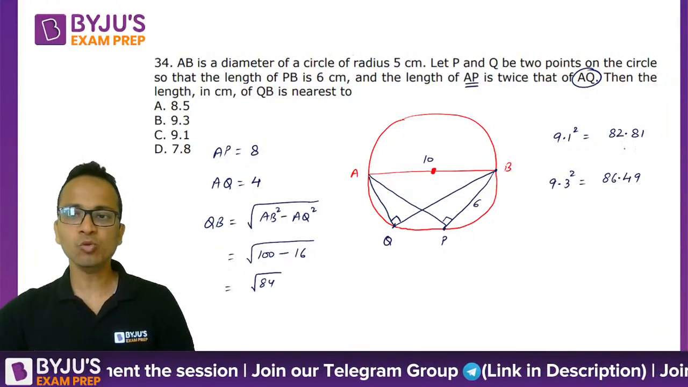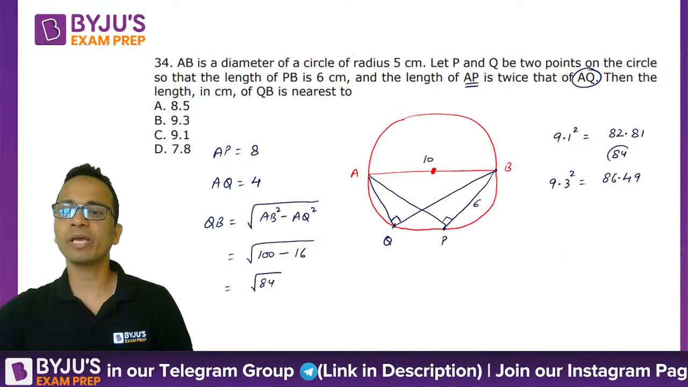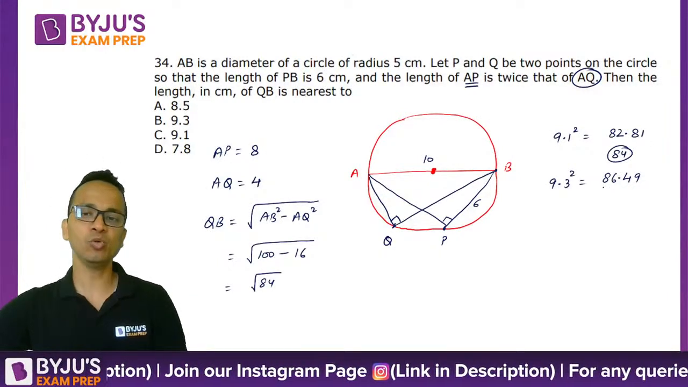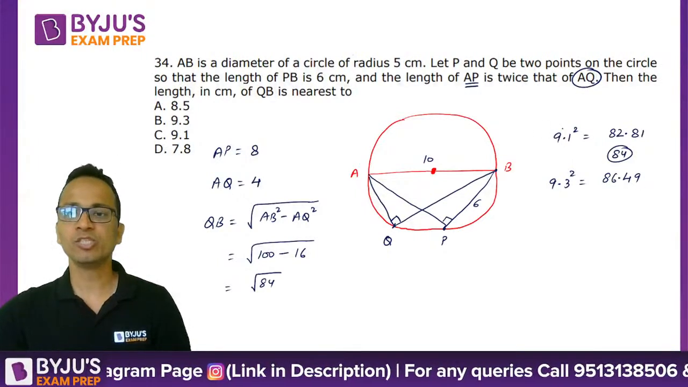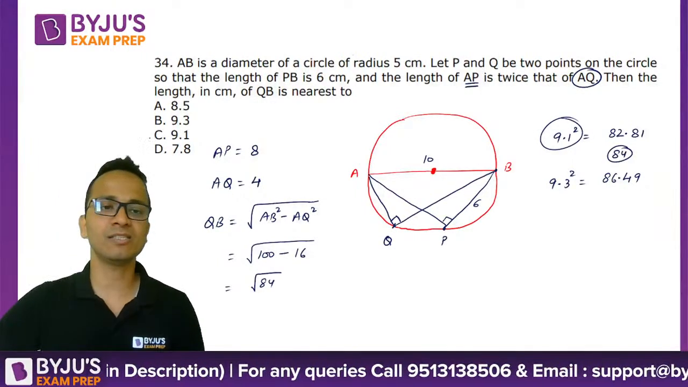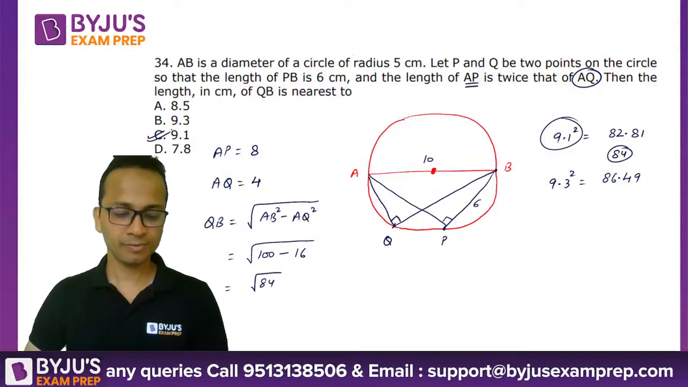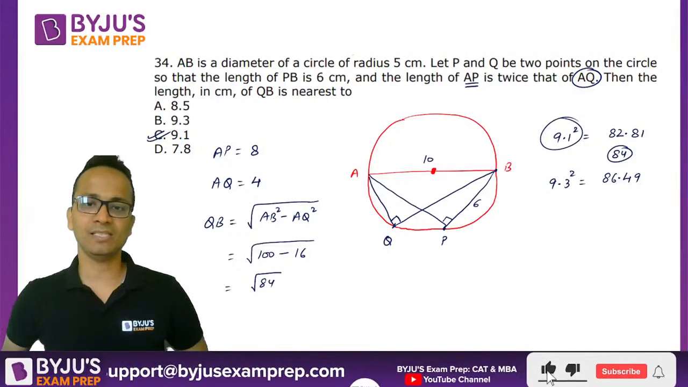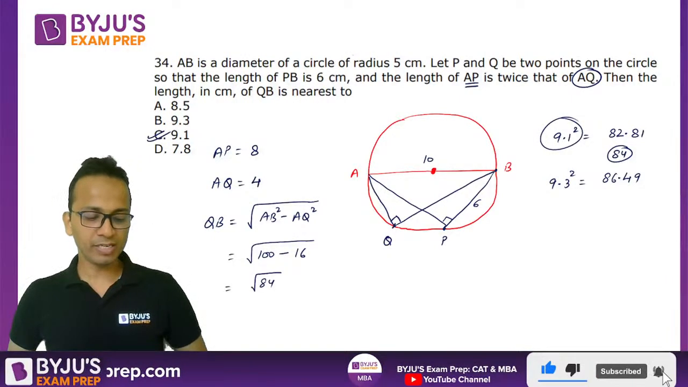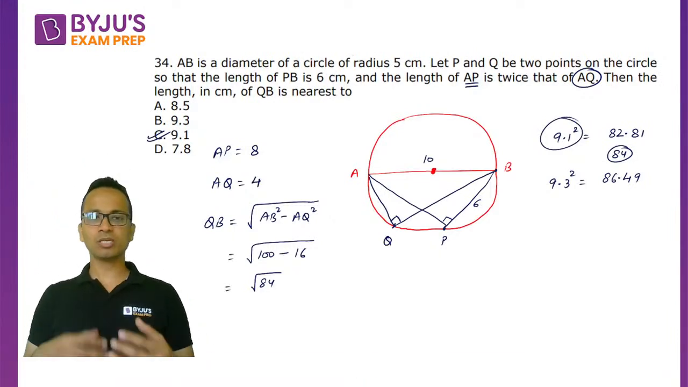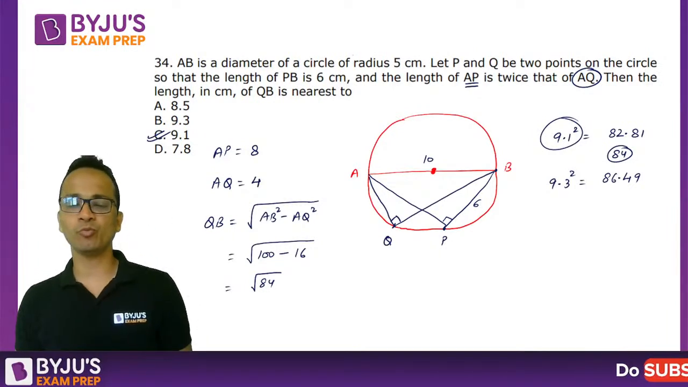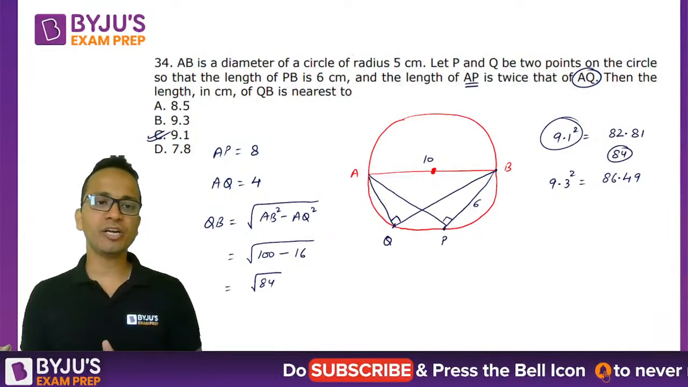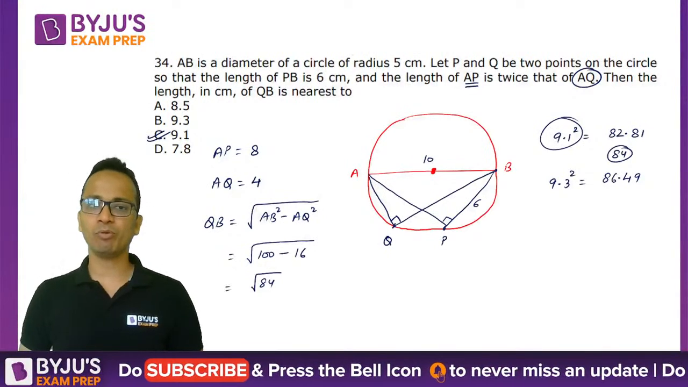Okay, so which of these numbers is nearer to 84? 82.81 is nearer to 84 as compared to 86.49. So the correct answer or the nearest answer will be 9.1. All right, so yes, 9.1 will be the correct answer. Okay, fine. So yes, Kamal, the answer will be 9 point something. The question was whether it will be 9.3 or 9.1, and we have calculated that the square root of 84 is much nearer to 9.1 as compared to 9.3.